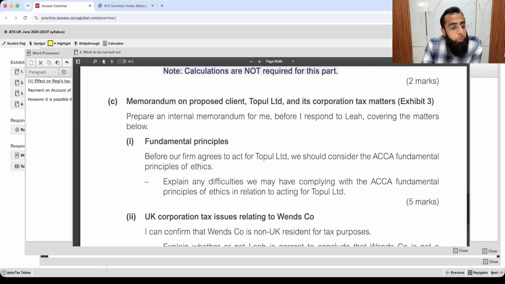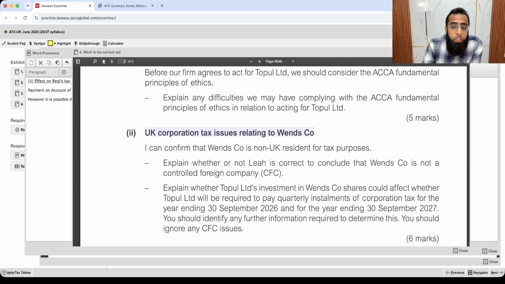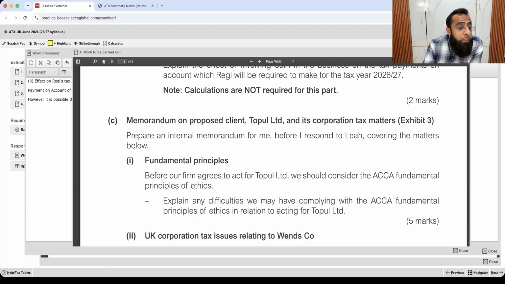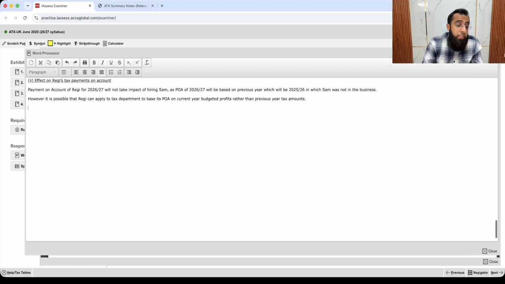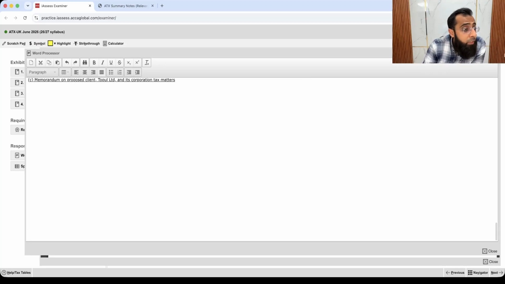Now let's move towards part C, which is the last part, in which part 1 is about ethics and part 2 is about corporate tax. Last 11 marks. Let's read it. See, it's very important that while doing past papers, you concentrate on the things. As I said, studying all the topics and doing topical practice is a completely different phase, whereas practicing complete exam papers gives you a completely different insight.